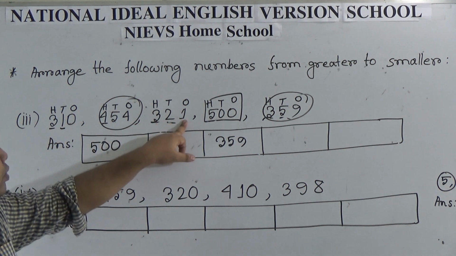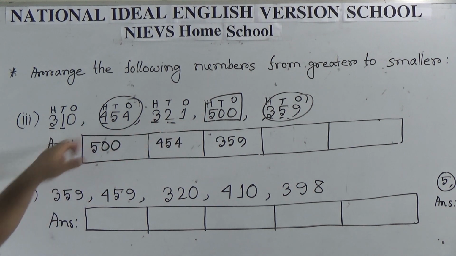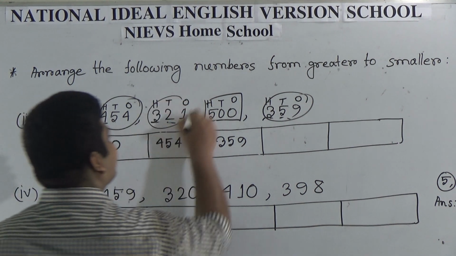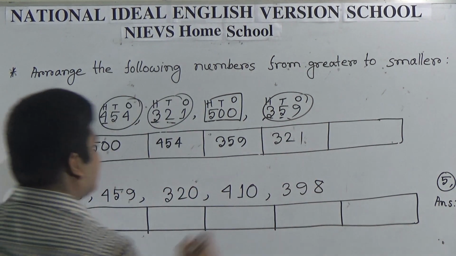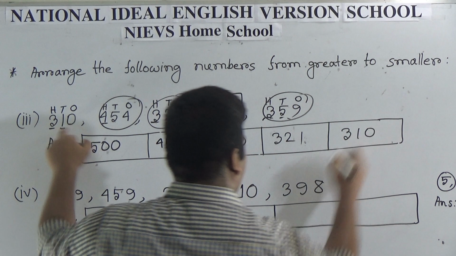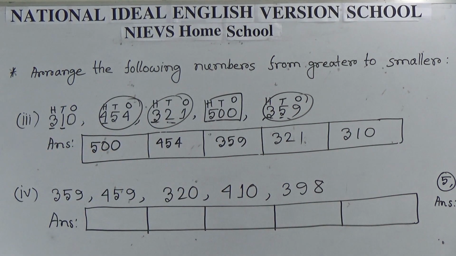So, 321 is greater than 310. Now, we write 321. At last 310. I hope you have understood how to arrange the numbers from greater to smaller. Now, we check whether our answer is correct or wrong.